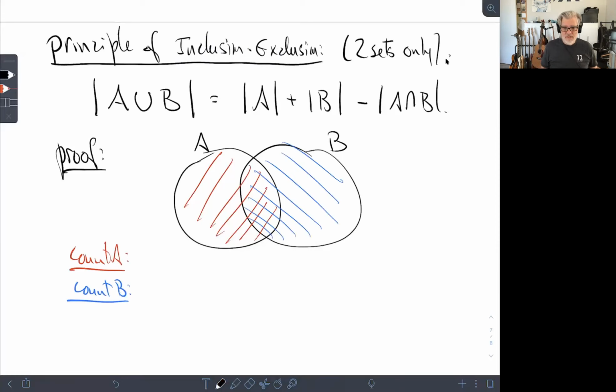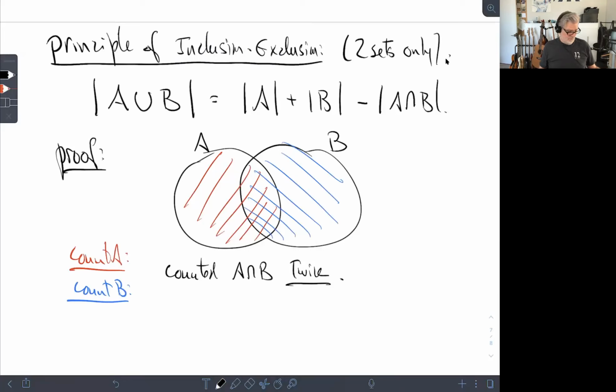Okay, so I've counted the elements in A, I've counted the elements in B, but obviously I might have made a mistake because if you look at those in the intersection, I've counted those twice, okay? We counted A intersect B twice, but we counted exactly twice, right? Every element in A intersect B has been counted precisely twice. And so if I subtract one of those times, I will get the exact count. So that's the argument. Does everybody see why this works?